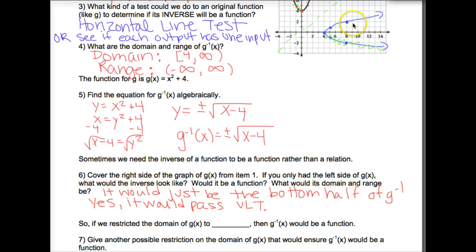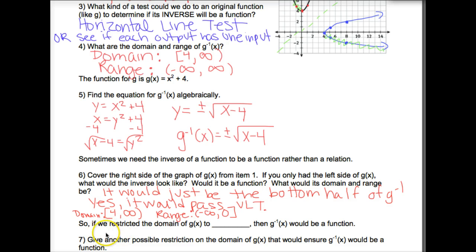Then it says, what would its domain and range be? Well, the domain would be the same. It still starts at 4 and goes to infinity. However, the range would definitely change. The range now, instead of having arrows on both ends, when I look down there's an arrow, so it still starts at negative infinity. But when I look up, there's an upper limit. The highest value that I see is 0. So my range would become negative infinity to 0.